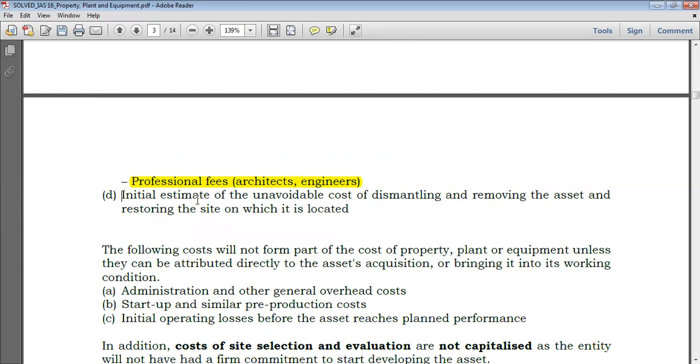And lastly, which is the fourth, initial estimate of unavoidable cost of dismantling and removing the asset, and restoring the site on which it is located. Let's say you have built a telecommunication tower somewhere. By building that tower, you may have entered an agreement that after 50 years, you will have to dismantle that tower, remove everything, and restore that land to how it was in the first place.